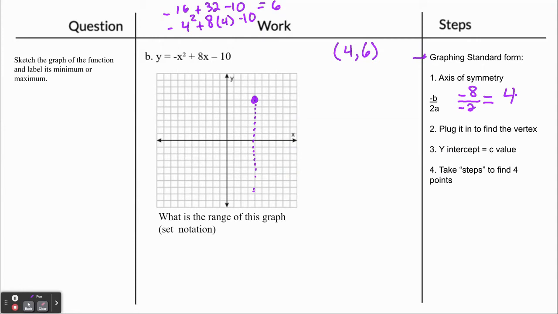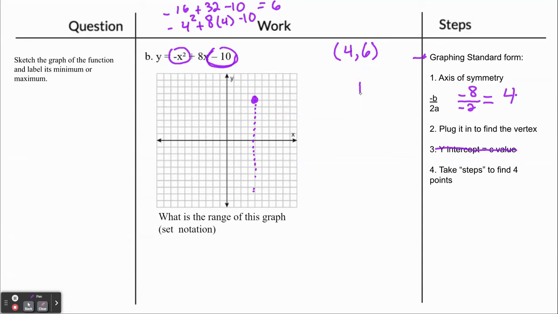And now I'm going to go ahead and graph the rest of this. What I could do is figure out that my y-intercept is just the c value, but negative 10 is somewhere down here, and that doesn't really help me. So I'm going to skip that one this time, and I'm just going to take steps to find 4 more points. Now, remember, when I'm taking steps to find points, I'm just looking at this first term.